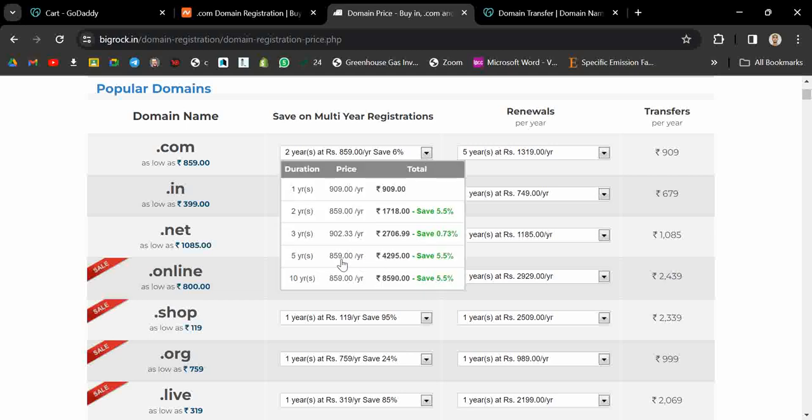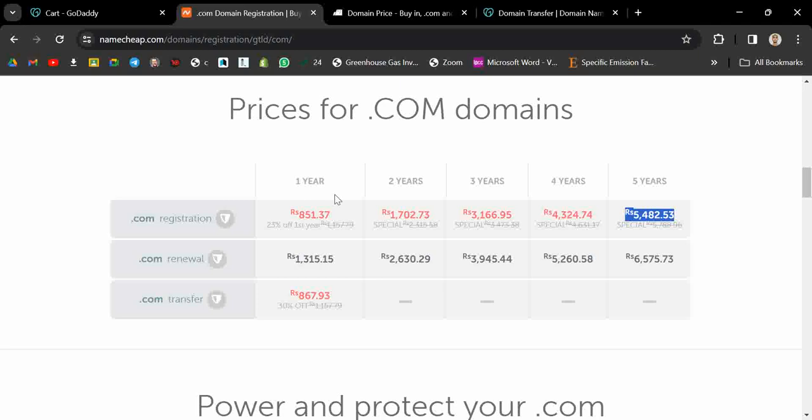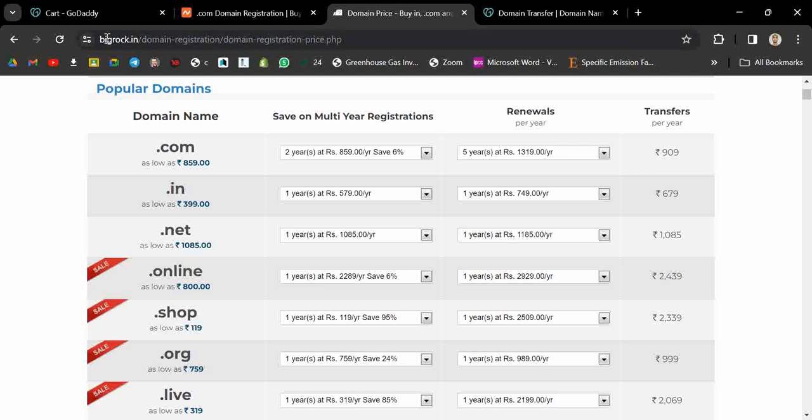is providing it at a cost of around 4,295. So it's comparatively cheaper as compared to GoDaddy, which is providing it at 5,197, and Namecheap is very expensive. So the conclusion is that BigRock is fairly cheaper in the long term.